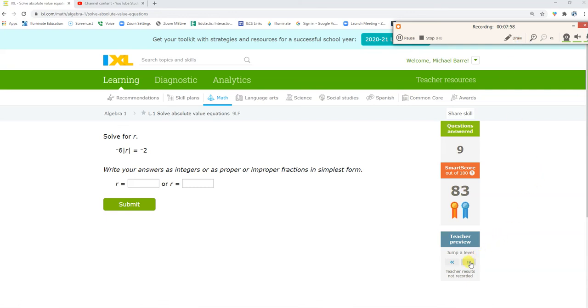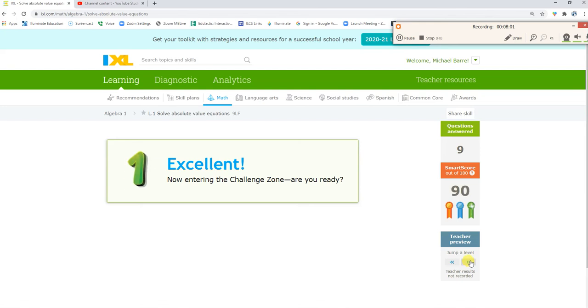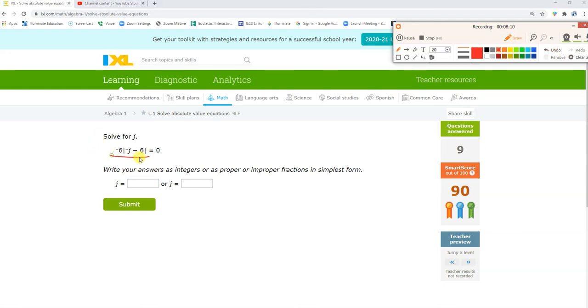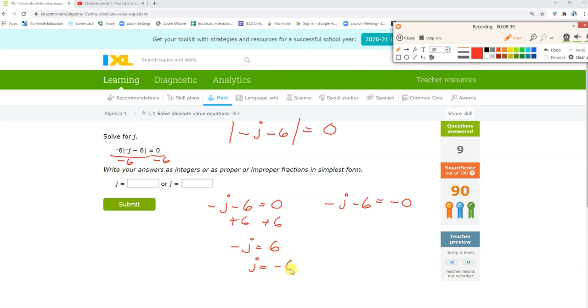Okay, nothing crazy there. I'm going to jump a level. Nothing crazy. Let's do it. Isolate it. Dividing both sides by negative 6. So absolute value of negative j minus 6 equals 0. Here's the split. Negative j minus 6 equals 0. Negative j minus 6 equals negative 0. And there was a flip there. Adding 6. Negative j equals 6, so j equals negative 6.